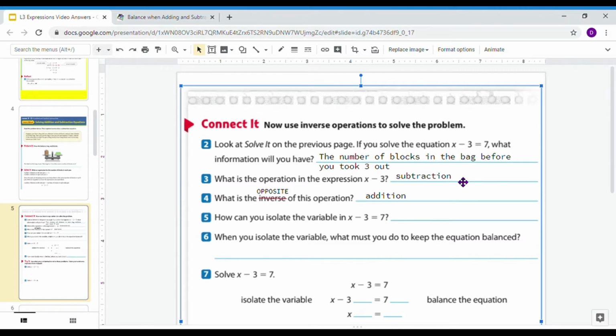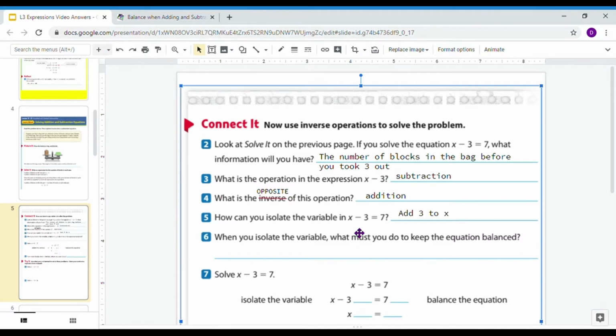So how can we isolate the variable in X minus 3 equals 7? Well, remembering that isolating the variable means to get the letter all by itself. So in this case, we have X minus 3. If I wanted to get X all by itself, I have to do the opposite of subtraction, which is addition, and I have to add this amount right here. So I need to add 3. To isolate the variable, I need to add 3 to X.